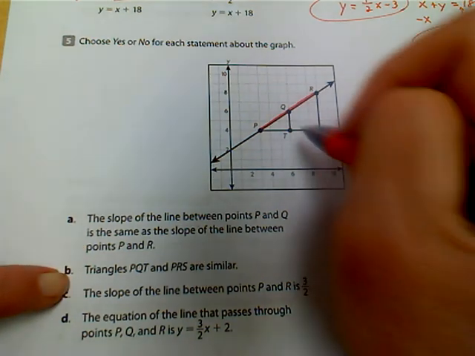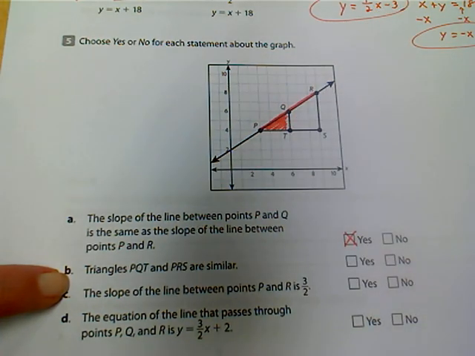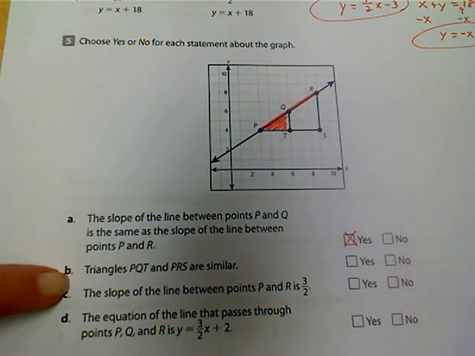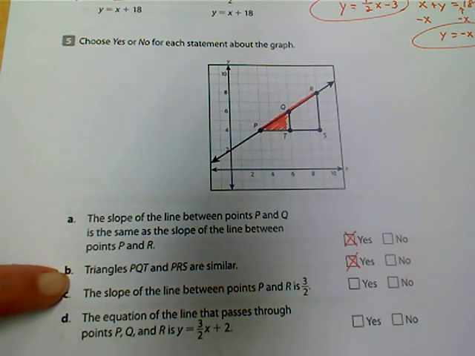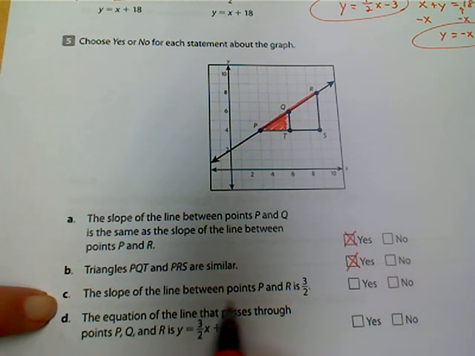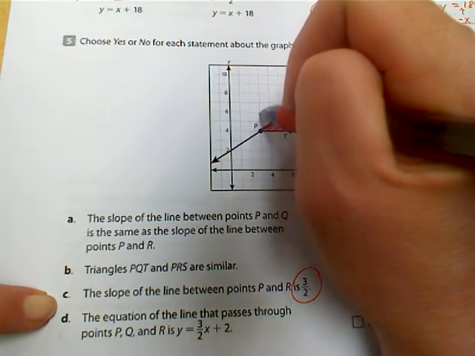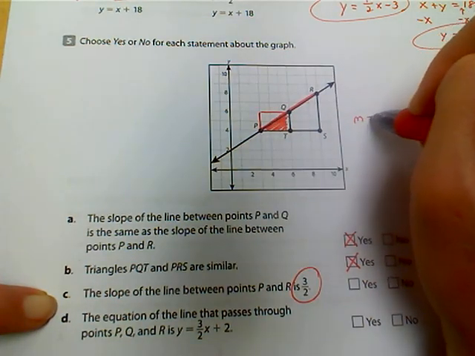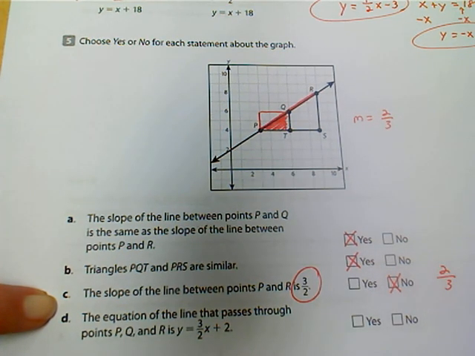Triangles PQT, so that's this triangle right here, and PRS, so that's the big triangle, are similar. Yes, they are similar. You have a smaller triangle embedded into a bigger triangle. The slope of the line between P and R is 3/2. This is where they try to trick you. From P to Q, you are going up 2, right 3. So your slope is 2/3. So no, it's not 3/2, it's 2/3.